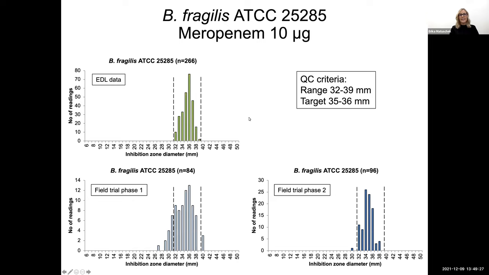Next. So this is Bacteroides fragilis and meropenem. And again, we can see that the results were improved from phase 1 to phase 2, with a more narrow distribution after giving guidance on how to read the zones.